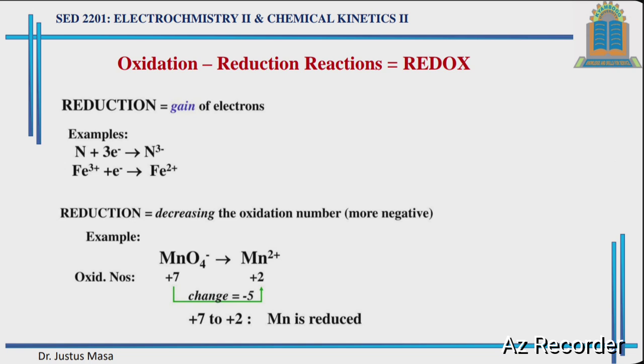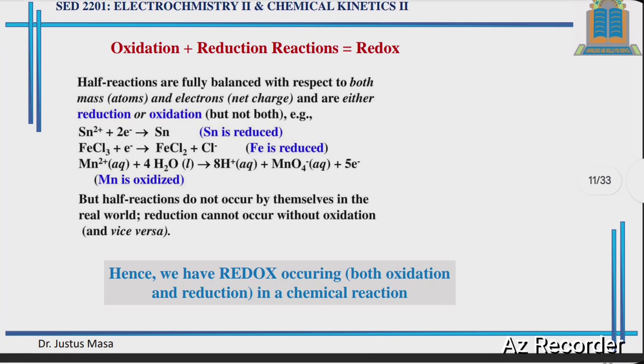During reduction, there is a decrease in oxidation number, or the oxidation number gets more negative. If you look at manganese in the permanganate ion, we're seeing its oxidation state being +7, and when it gets reduced, it will be reduced to +2. So there is a decrease in oxidation number, as we've just explained.